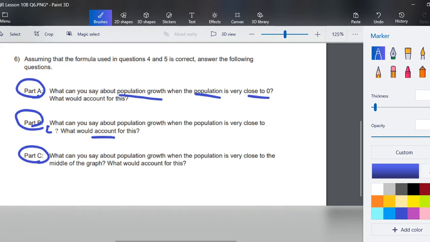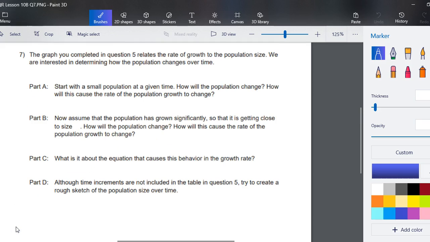And then finally, part C, what can you say about the population growth when the population is very close to the middle of the graph, and what would account for this? Something you might consider is that if the population size were in the middle of the graph, then the growth would be large because there is neither limiting constraint affecting the population, being not enough animals to breed or too many animals eating all of their resources.